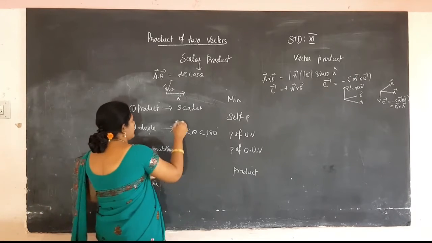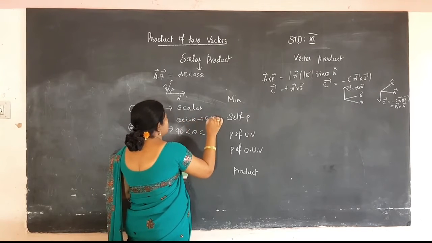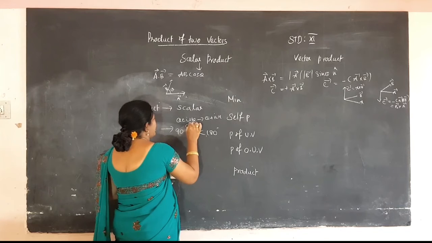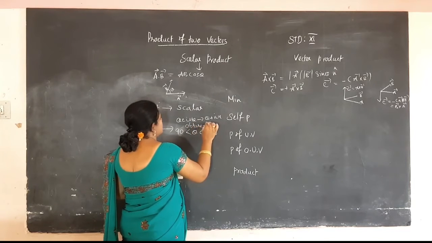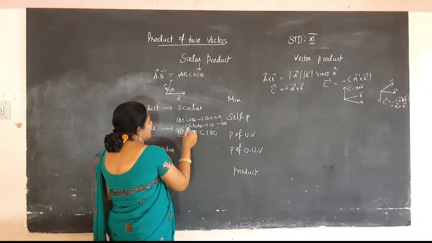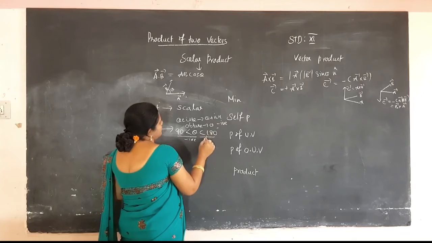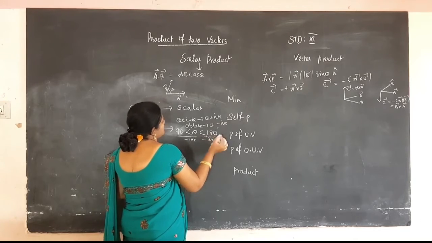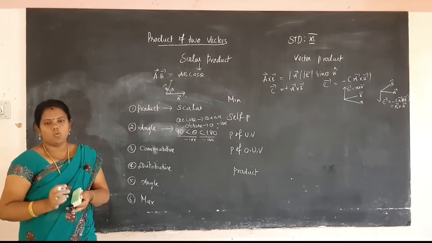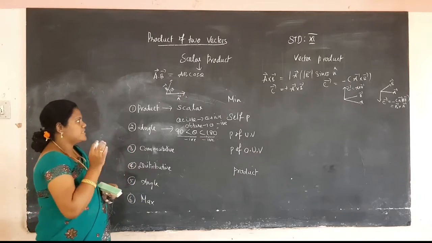So the acute angle theta value is positive, and the obtuse angle theta value is negative. So from 0 to 90 the value is positive and from 90 to 180 the value is negative. So theta always lies between 0 and 180. Clear, that is the scalar product.